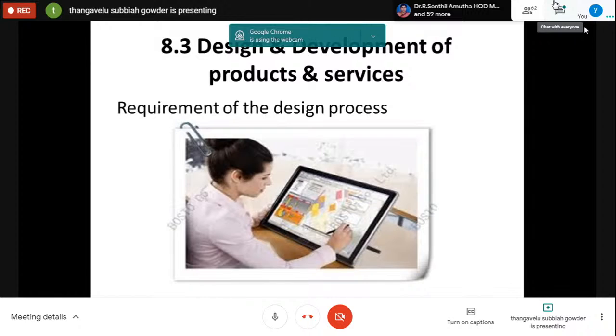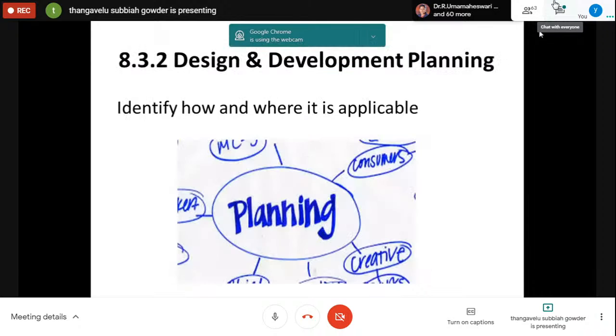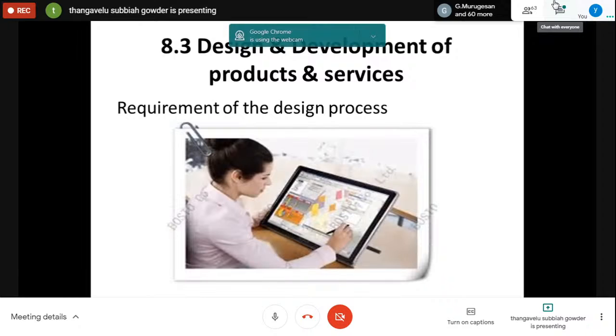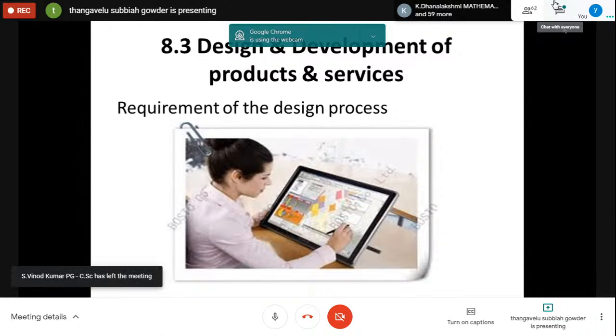And this is the design and development of products and services. With respect to an education organization, how is a new course started? What inputs have we taken, and what methodology was adopted to develop a particular course in our organization? What sequences have we followed? That will be covered in these classes. This is for the new courses.